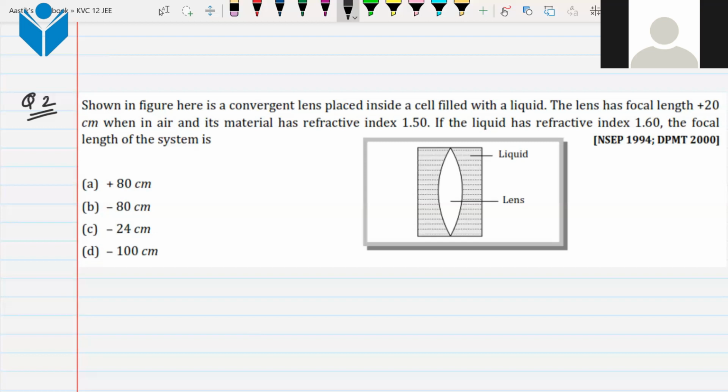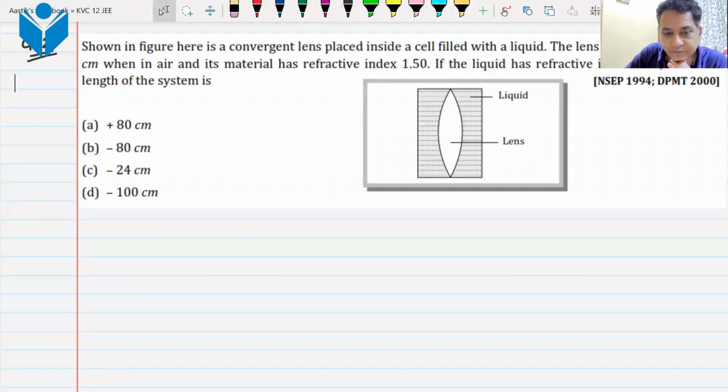I think the time has come for me to do this. Is that so? This question came in one of the Olympiads, as you can see. Shall I do it? No one got that answer of minus 100 or whatever. Shall I do it?